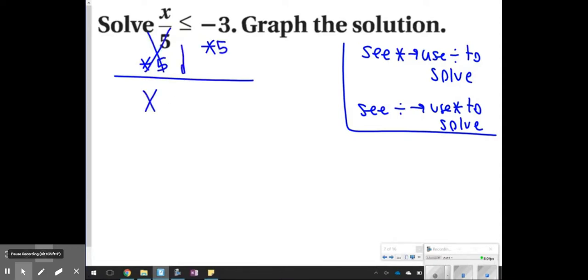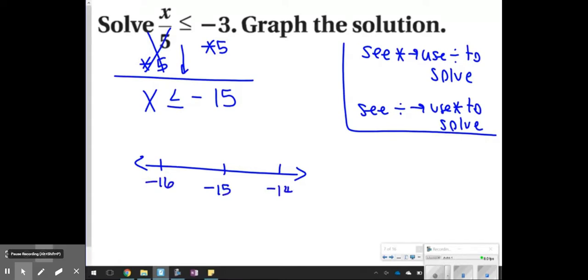Bring down this inequality symbol, is less than or equal to, and then -3 times 5 is -15. Okay, so that's our inequality. The graph would look like this. We have -15 in the middle, -16 on the left, -14 on the right.